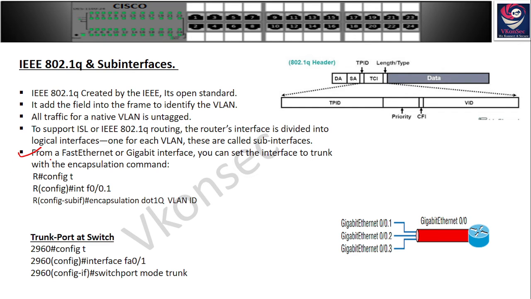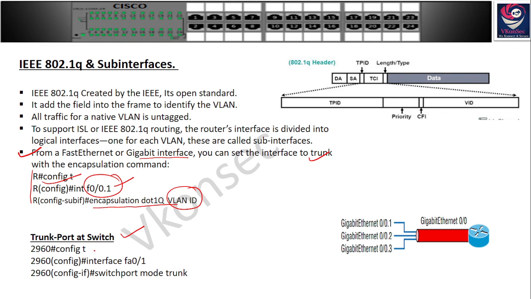Next, from a Fast Ethernet or Gigabit interface, you can set the interface to trunk. You have to make the trunk port as I discussed. What command do you have to run on the router? You have to enter global configuration mode and enter the sub interface, f0/0.1. Previously we were not using any dot one, so here f0/0.1 is the sub interface, and you have to run encapsulation dot1q and the VLAN ID. Suppose you are configuring VLAN 2, you have to provide encapsulation dot1q 2. And how to create the trunk port on the switch.